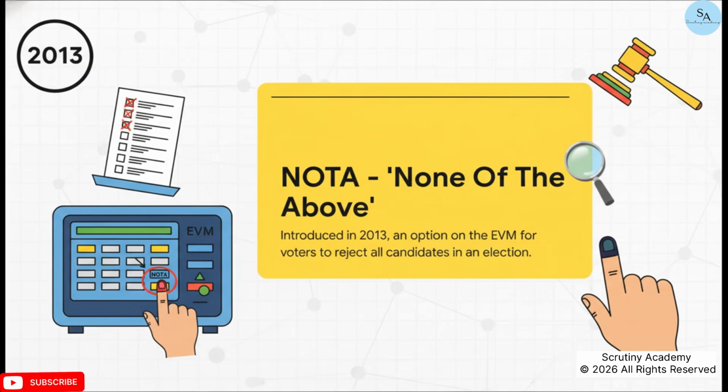Ever heard of NOTA? It simply stands for none of the above. This option was introduced in 2013, and it's that last button you'll see on the EVM. So if you go to vote, but you really don't like any of the candidates on the list, you can press NOTA. It's your official right to reject everyone.